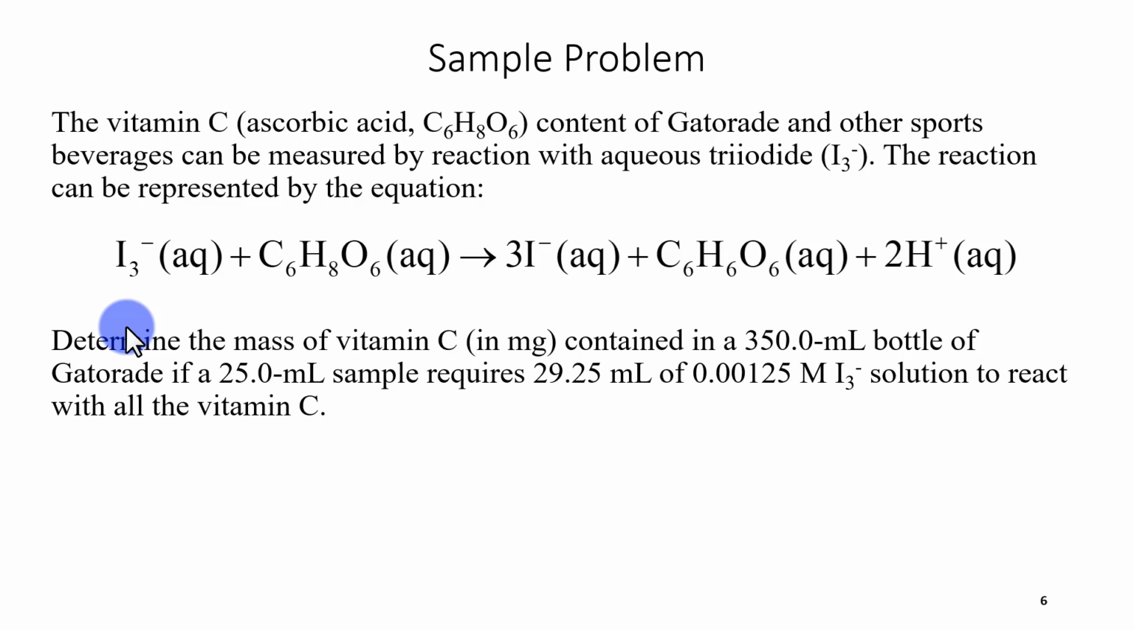The last problem we're going to look at is this one. This is a little more involved, but I wanted to show you anyway. The vitamin C, so ascorbic acid content of Gatorade and other sports drinks, can be measured with triiodide ion, so I3 minus. This is the reaction that occurs: I3 minus plus vitamin C, giving me 3I minus plus C6H6O6 plus 2H plus ions. Determine the mass of vitamin C in milligrams that is contained in a 350 milliliter bottle of Gatorade if a sample of 25 milliliters requires 29.25 milliliters of 0.00125 molar I3 minus solution to react with all of that vitamin C.